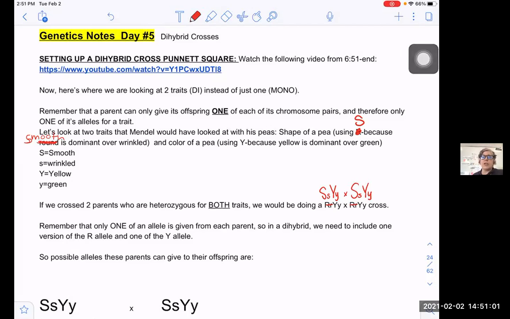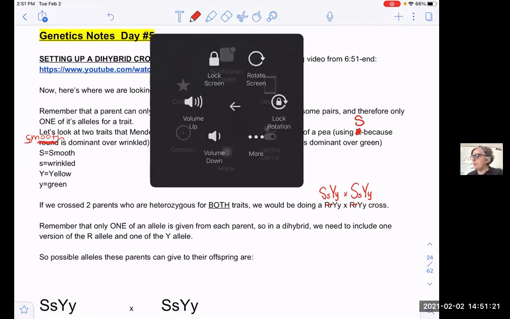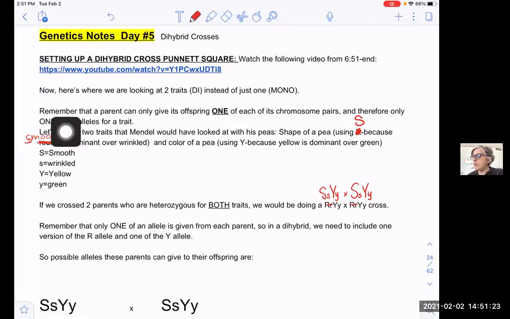So today we're going to start looking at 2 traits at the same time instead of just 1. We're going to combine 2 traits in the parents, 2 traits in the gametes, and 2 traits in the offspring. I'm going to remind you that a parent only gives its offspring, its babies, 1 of each of its chromosome pairs. So it only gives 1 allele for a trait. That stays the same.